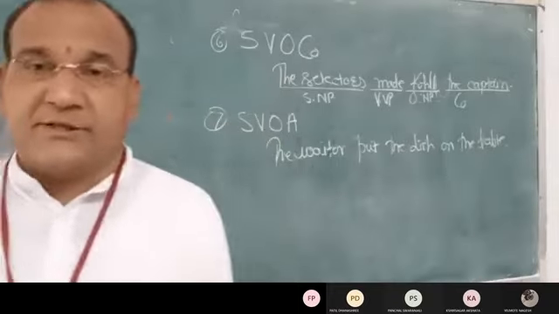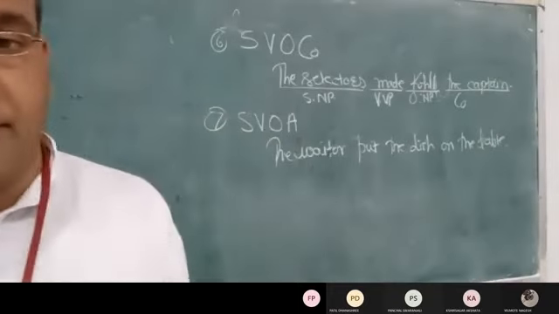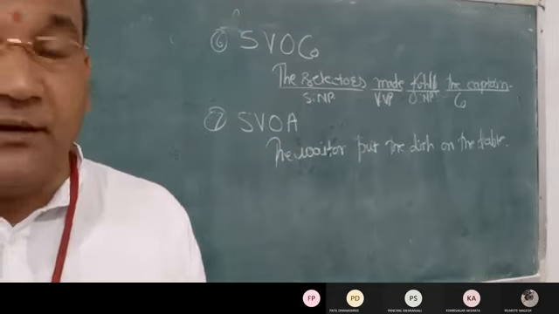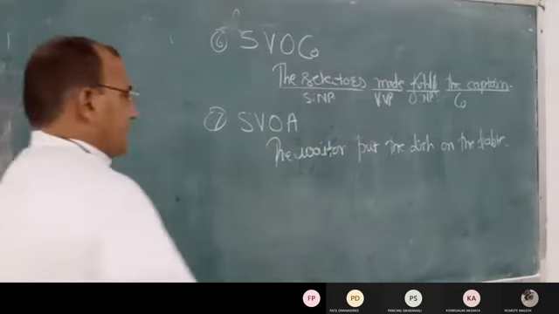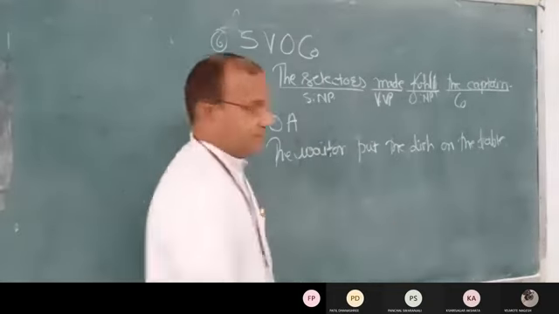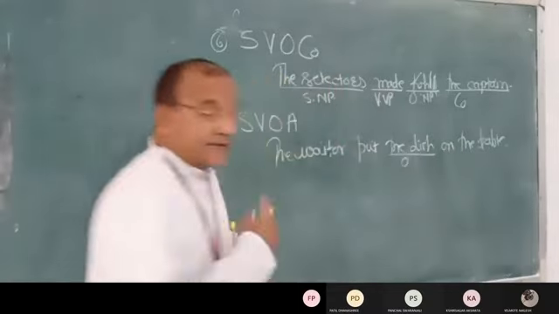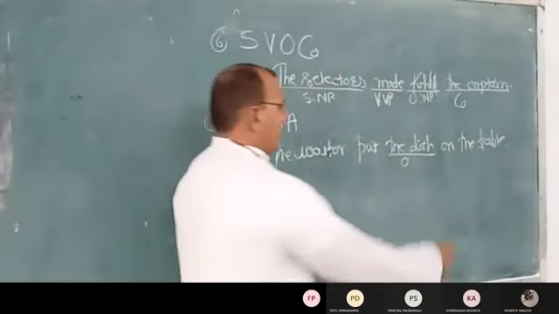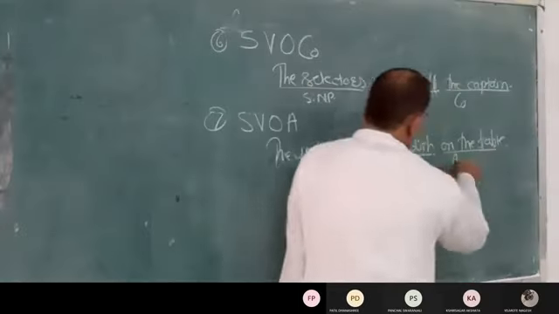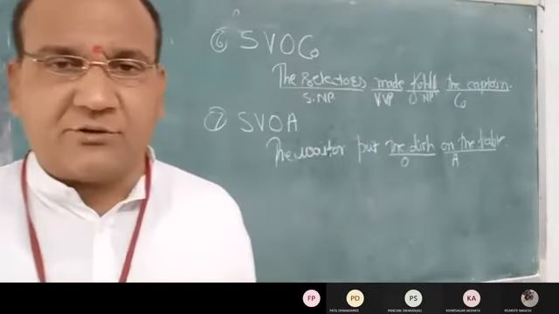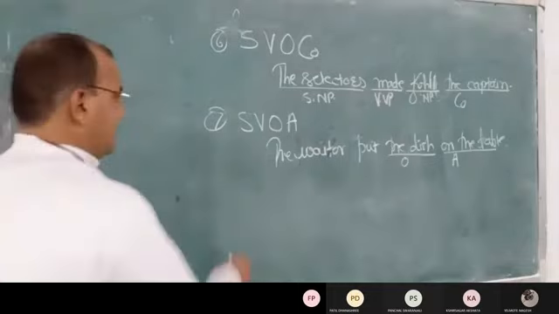The waiter put the dish on the table. What did he put? The dish. Where did he put it? On the table. Where, when, by, how questions are used for the adverbial.